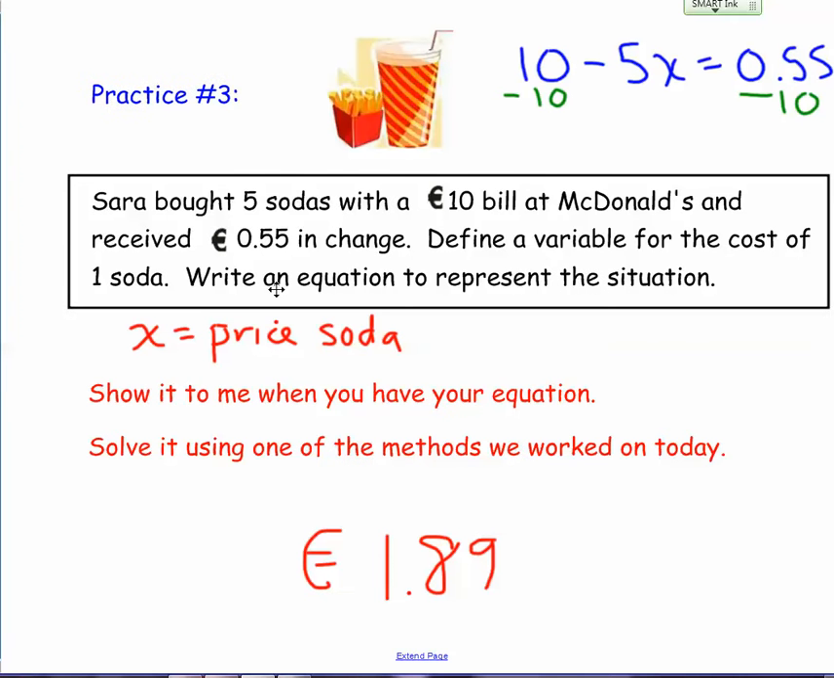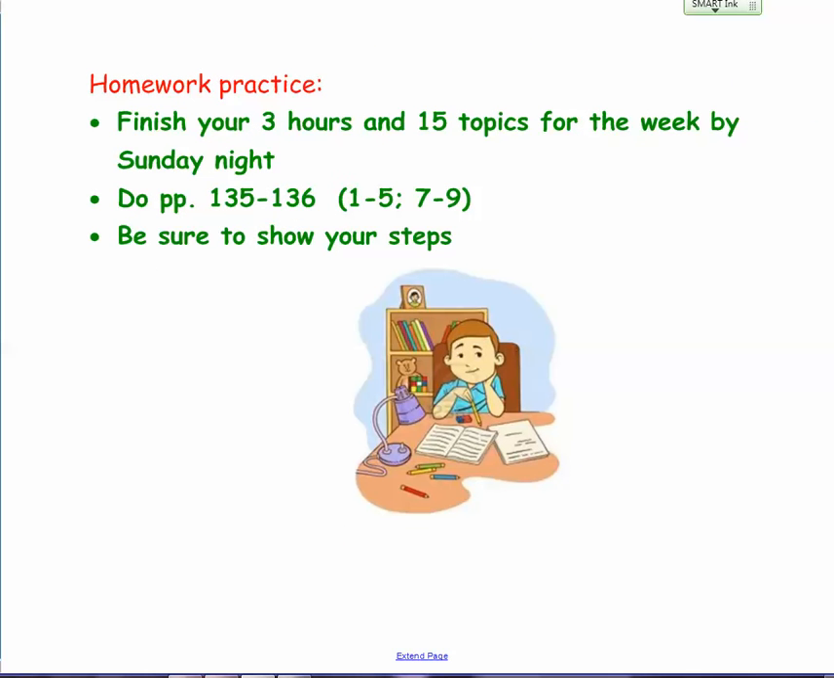And then you did this other word problem and changed it into an equation. So now Sarah's buying, with a $10 bill at McDonald's, 5 drinks. Each drink is the same price, and we let x be the price of 1 soda. So her €10 note minus her sodas that she bought left her with 55 cents. We solved this. You subtracted 10 from both sides and divided both sides by -5 and got $1.89 per soda, and that was correct.